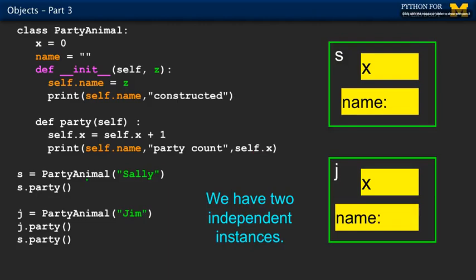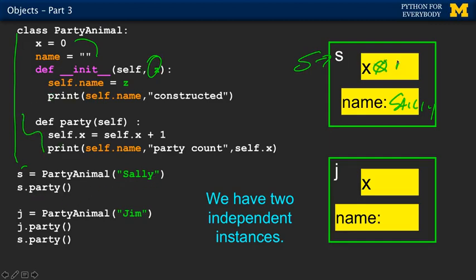And so as this code runs, it creates the template, then says make me a party animal, and I want that to be with Sally as the parameter, and so Sally ends up in here, and then our variable s points at that object. And x starts out at 0 through the constructor, because the constructor sets up x to be 0 and then sets self.name to be whatever this parameter is. And then we call s.party, and then party runs and adds 1 to x, so that becomes 1, and then comes back.